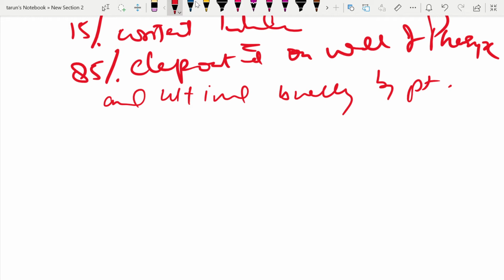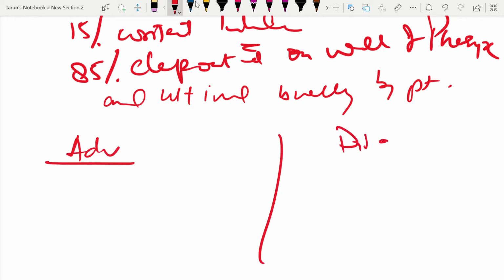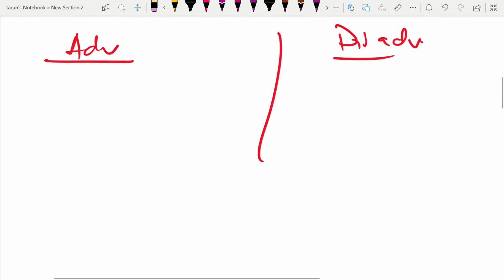So this was how you do the inhalation through a metered dose inhaler. So what are its advantages and what are its disadvantages? This is important to know. First we'll take the advantages.